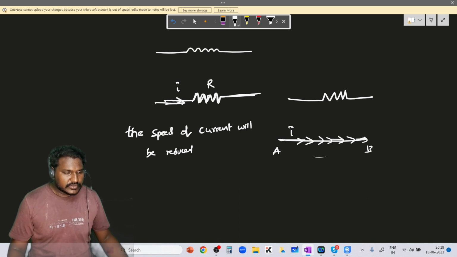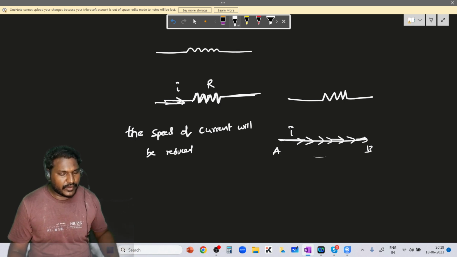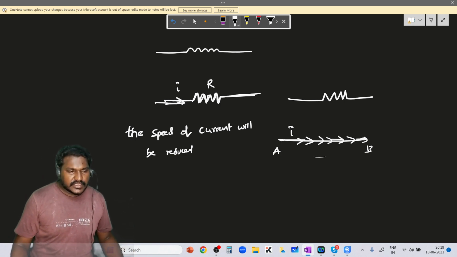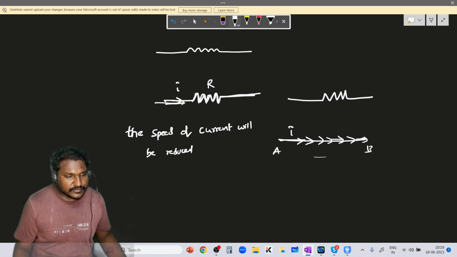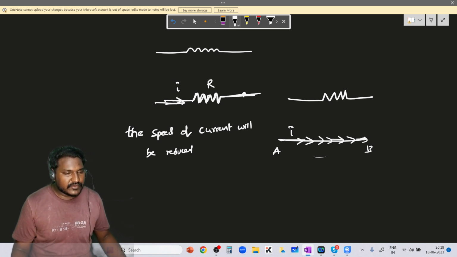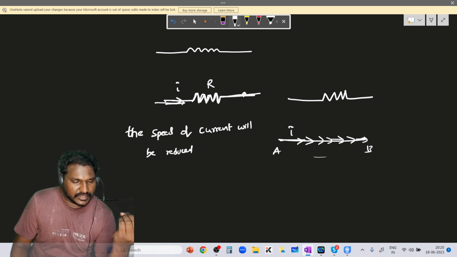Remember, it will cost more time to reach from one point to another point. Resistance will reduce the flow of current. If we connect a small bulb directly to a 9 volt battery, positive terminal and negative terminal, it will just blow away. It will catch fire and get damaged.